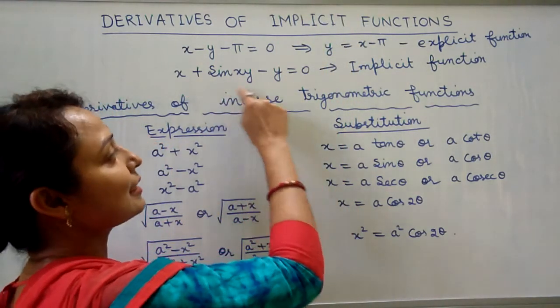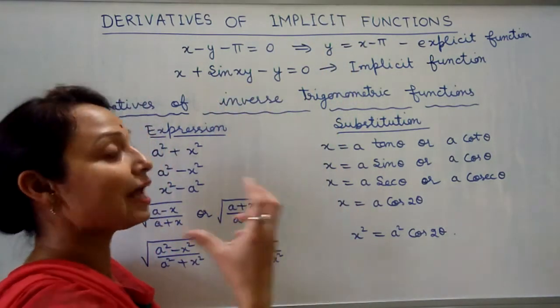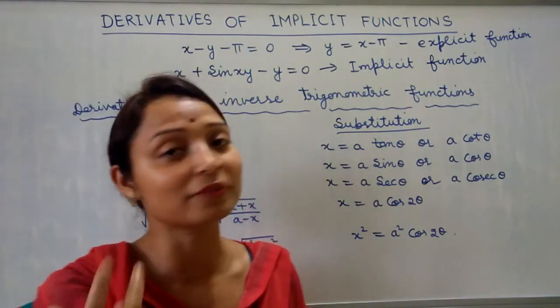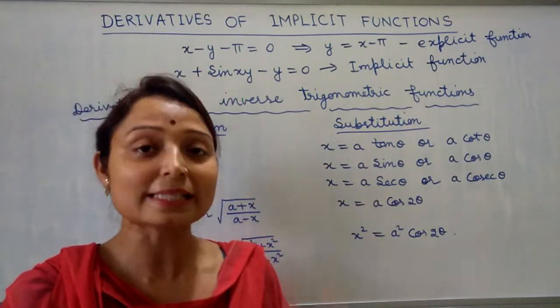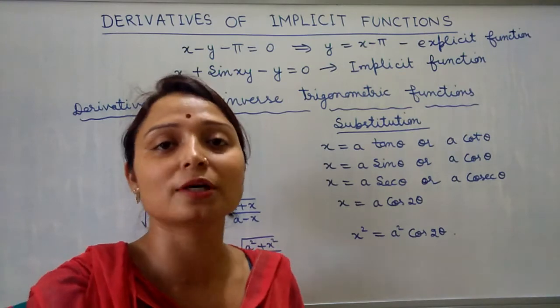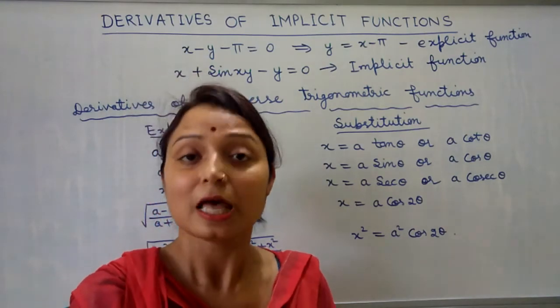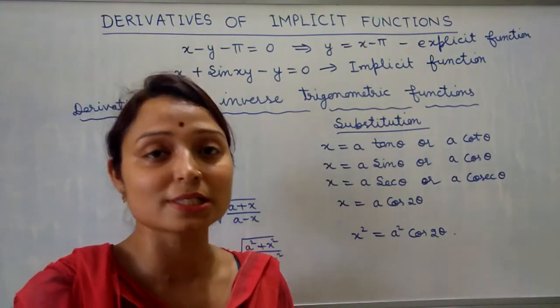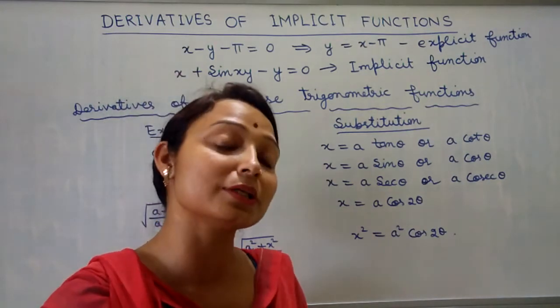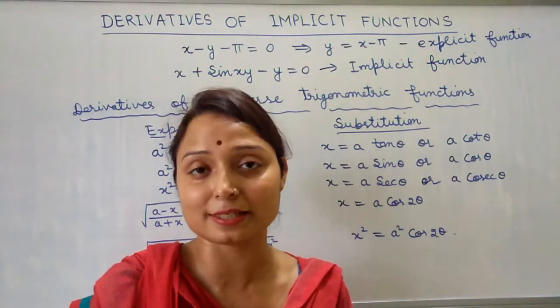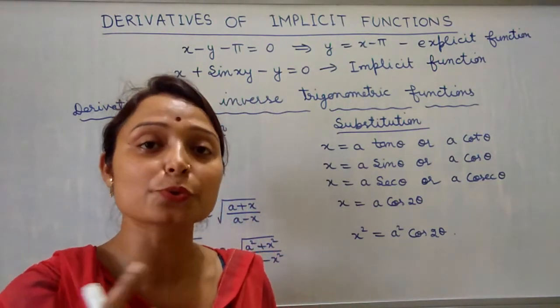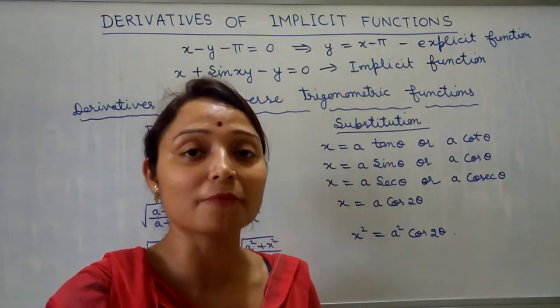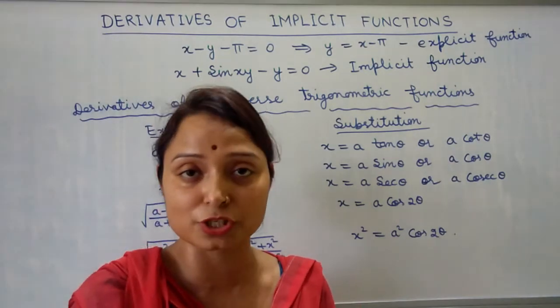That means we have some equations and we have to find the derivative of those equations. In exercise 5.3 I will do the derivative of implicit function, but along with the implicit function there is one more function, that is the inverse trigonometric function. So I will do the differentiation of those questions also. By using that differentiation we have to use substitutions.